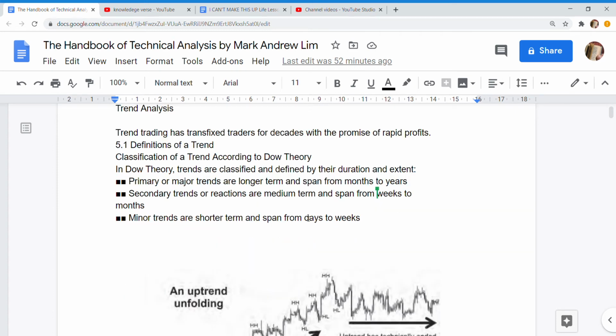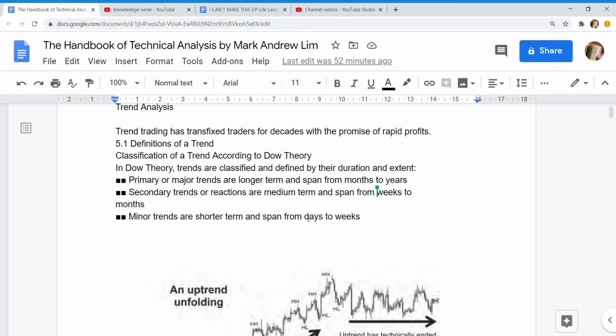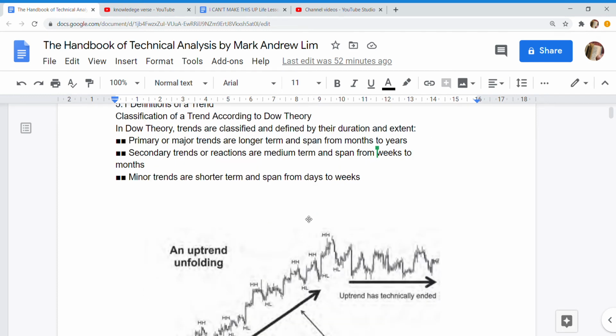Primary or major trends are longer term and span from months to years. Secondary trends or reactions are medium term and span from weeks to months. Minor trends are shorter term and span from days to weeks.